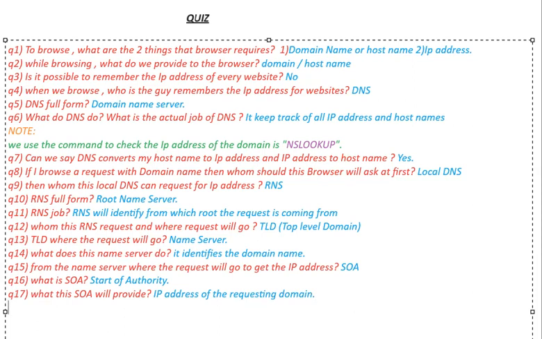This SOA. So now this IP address will go back in the same reverse path along which the request came to SOA. In the same reverse path, the IP address is sent back to the browser. Now the browser gets the IP address for the domain, or you can say host name.